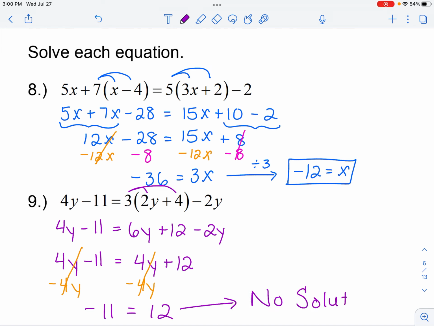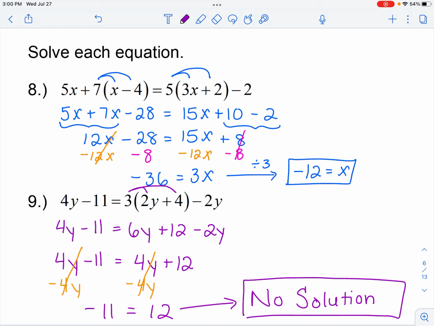There is no number for x that will work here, or rather for y, sorry, there's no number for y that will work here and give me the same thing on both sides of the equation, okay? So sometimes you'll have no solution. The opposite of no solution will be infinite solutions, or all real numbers.